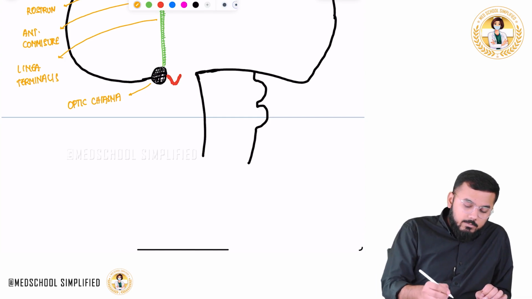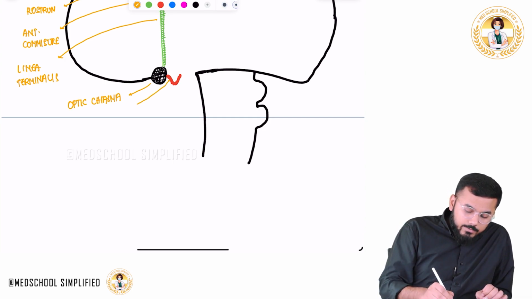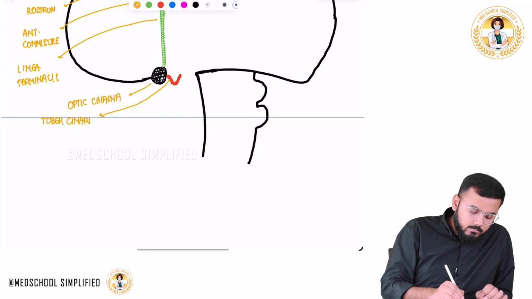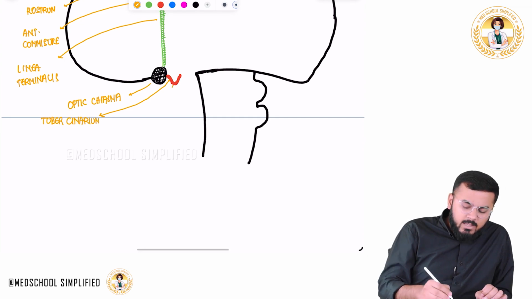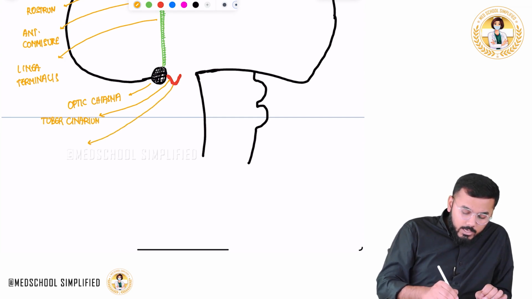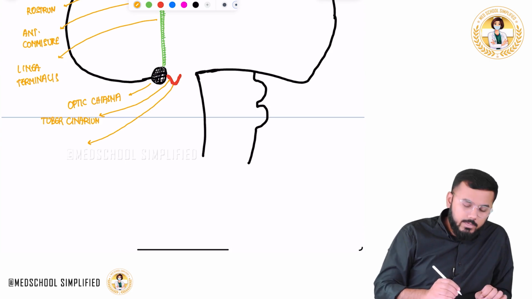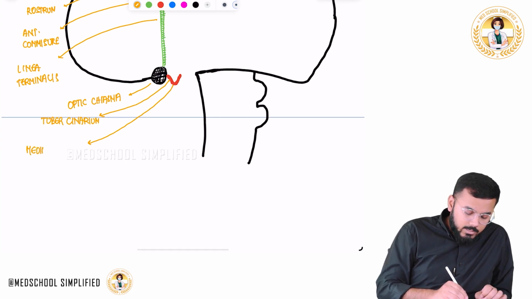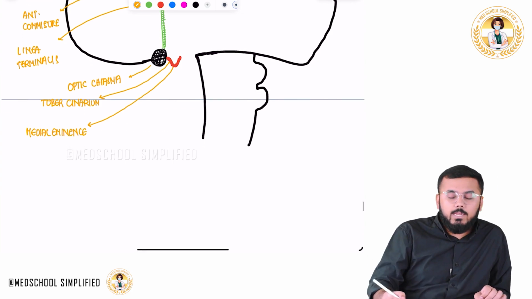Let me name this part. This part over here is called your tuber cinereum, and the tuber cinereum forms this conical projection, which is called your medial eminence.